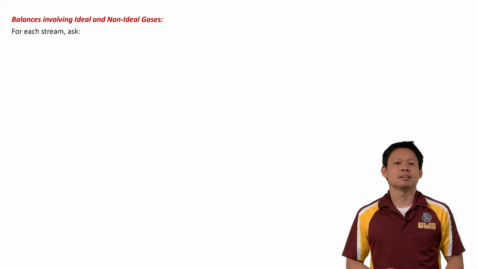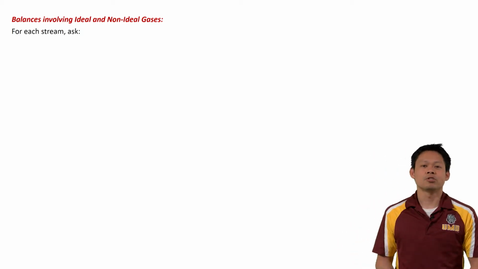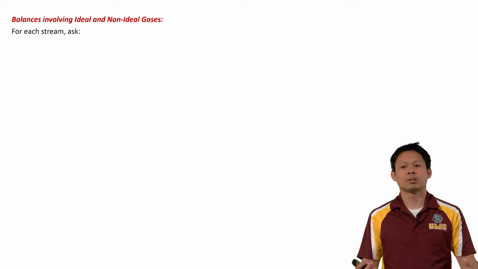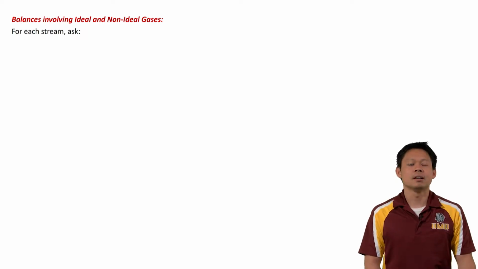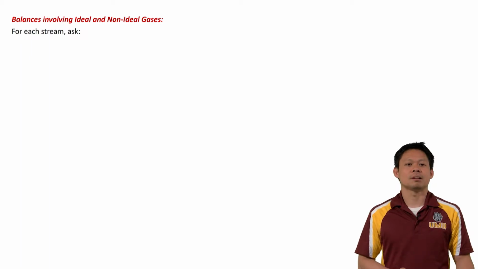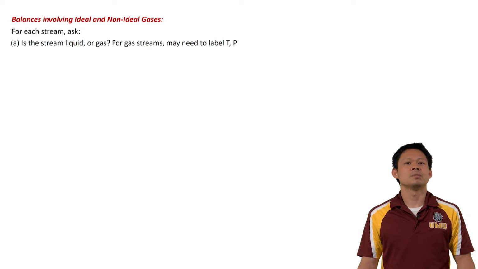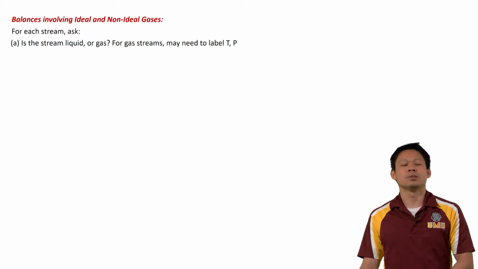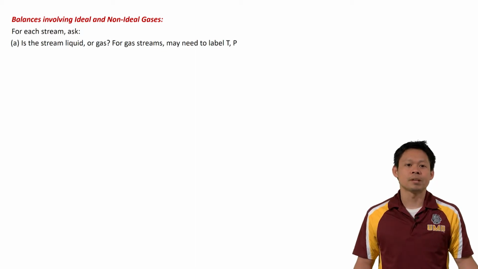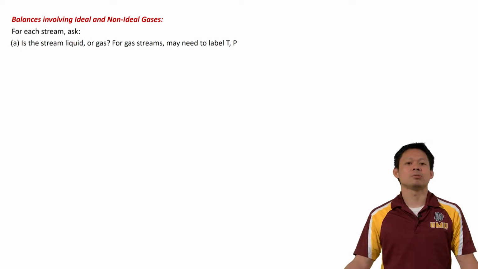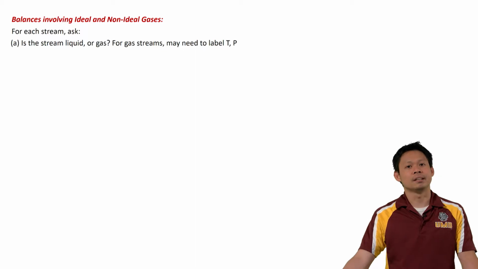Just as a starter, for each stream we're going to draw the process flow diagram and start to label everything. So what's new in this case? For every stream, we need to ask these questions. Is the stream a liquid or a gas? For gas streams, we might need to use the ideal gas law or some equation of state, which means it's going to be a function of temperature and pressure. So in general, I'm going to label the gas streams with the temperature and pressure if we need it.